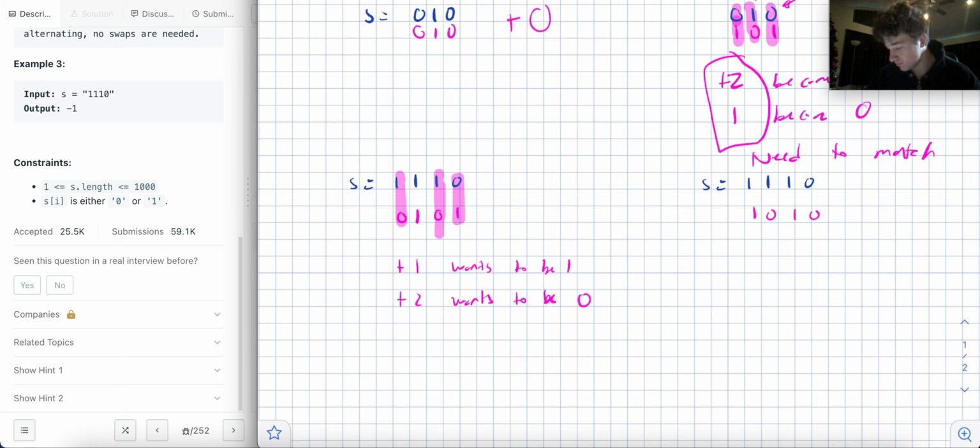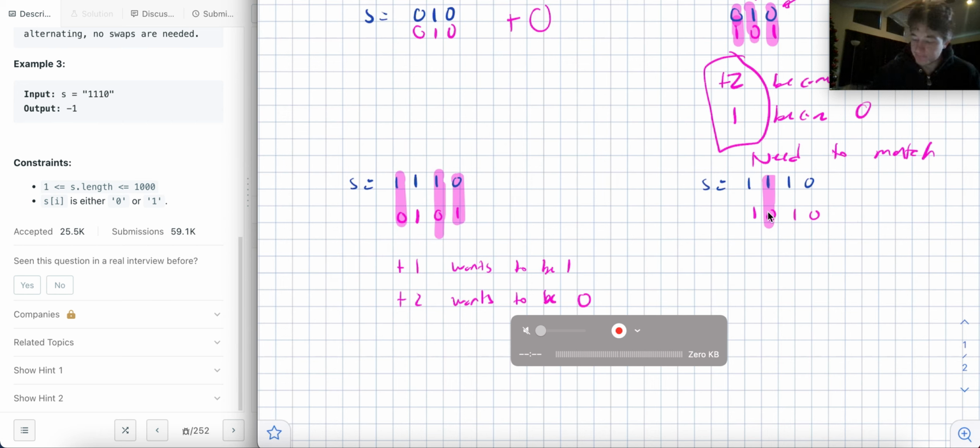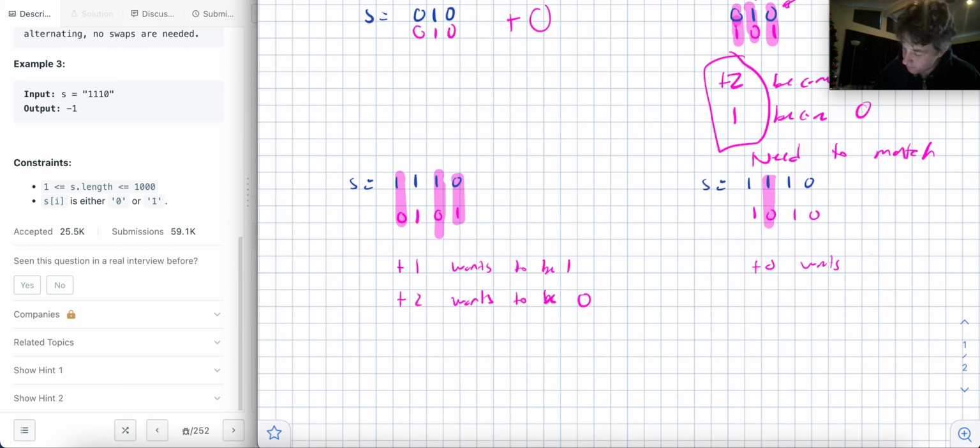All right, in this example, this one's happy. This 1 wants to be a 0. This 1 wants to be a 1. This 0 wants to be a 0. But now we got +0 wants to be 1. +1 wants to be 0.